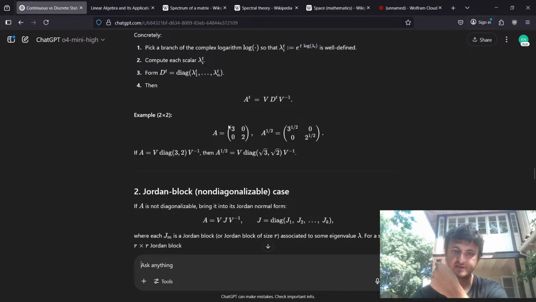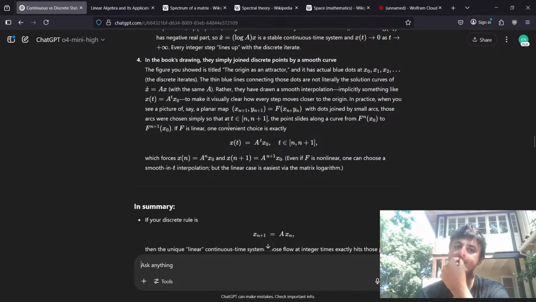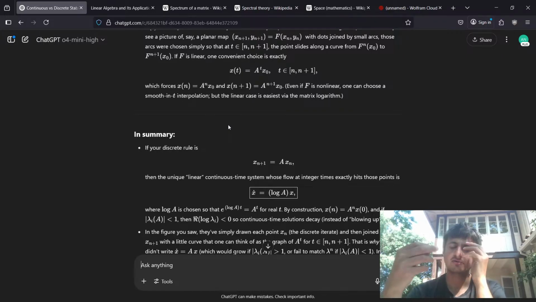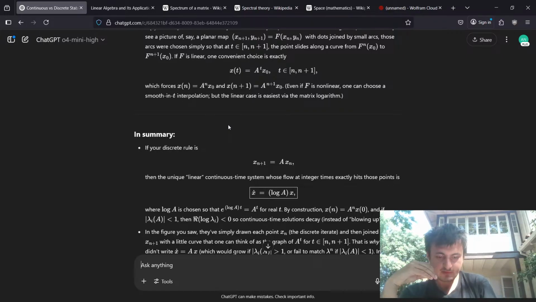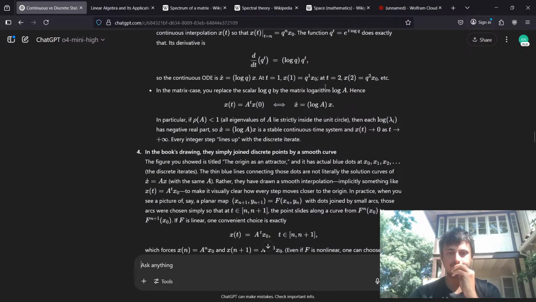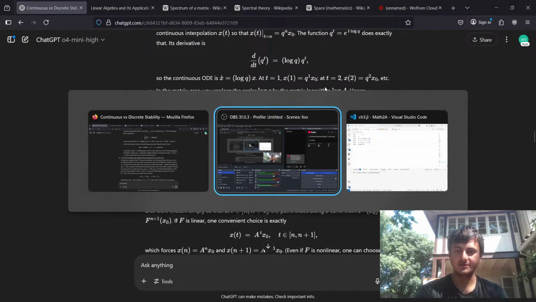I didn't know about this though. This is pretty interesting that the natural way that you would make the discrete dynamical system continuous does not give you the linear homogeneous differential equation. They're different.